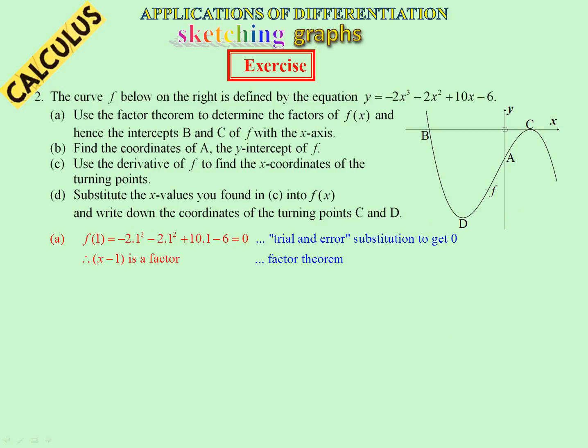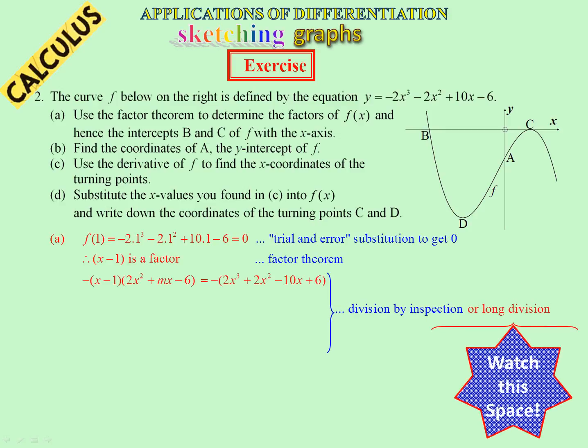Now, there are two methods to do this. I'm going to use division by inspection first, but I'll do long division as well. I've taken out a negative, so I'll have negative, and then in brackets 2x cubed plus 2x squared minus 10x plus 6 that I'm dealing with. There we are, like that.